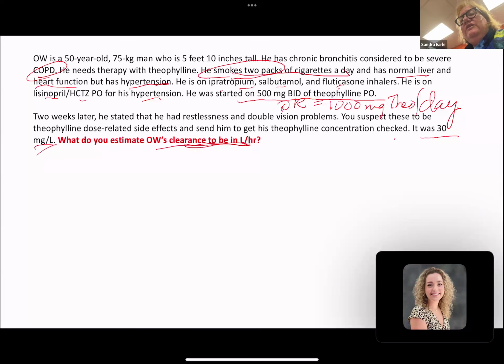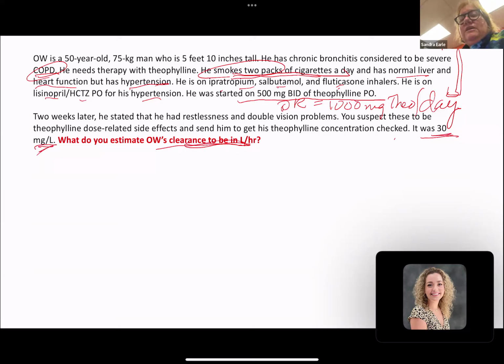Now, if I didn't tell you all this stuff and you were going to be starting him on a new regimen, you would use this fact that he's smoking and he's got severe COPD, and those would be the only things that would really affect his theophylline clearance. So we could come up with a recommended dosing regimen from this information here. But I'm taking you past that, and you now know that he was recommended to get 500 milligrams BID, or 1,000 milligrams a day of theophylline. So he started on 1,000 milligrams of theophylline and has a concentration of 30 milligrams per liter.